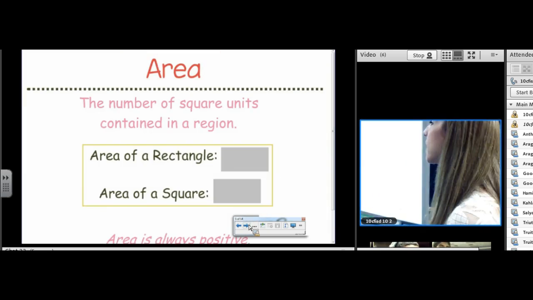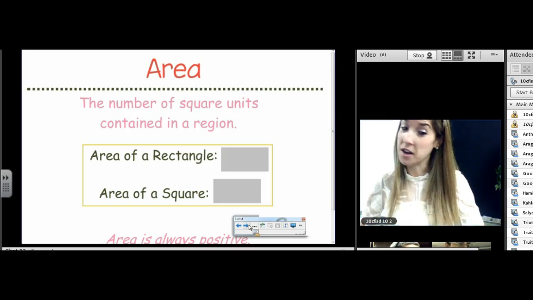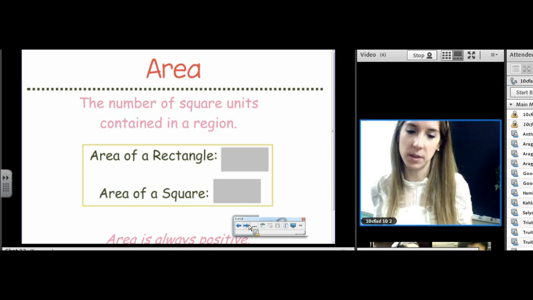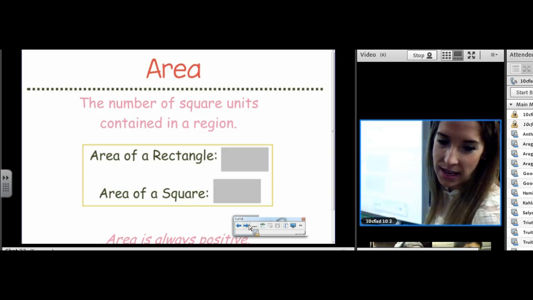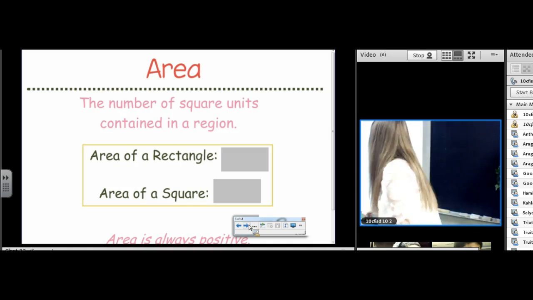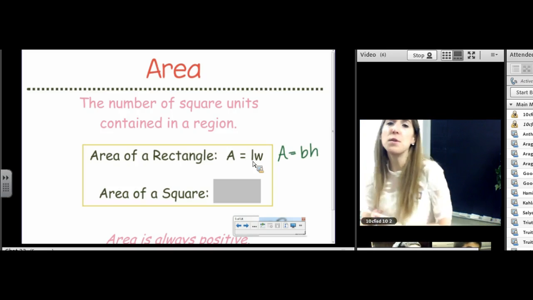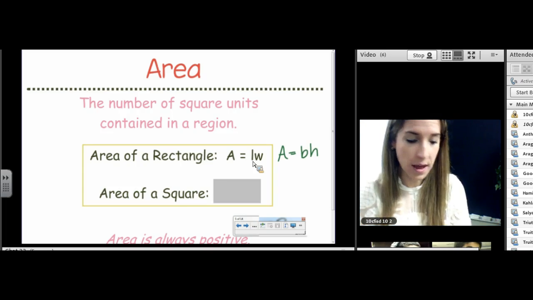All right, what about area? The area of a rectangle. So we're not going to be adding this time. We're going to be multiplying. Good. So, width times height, base times height. So the traditional one is length times width, but you may also use base times height. It just depends on how you're going to name the sides, okay?